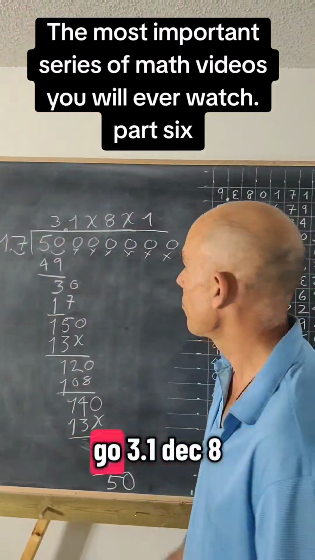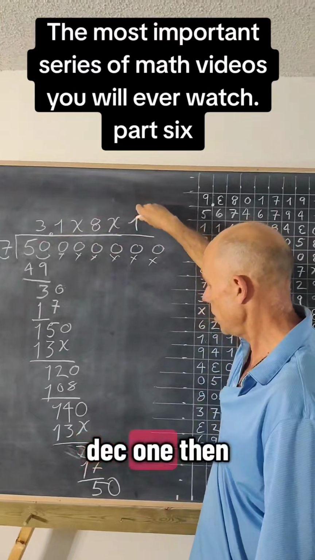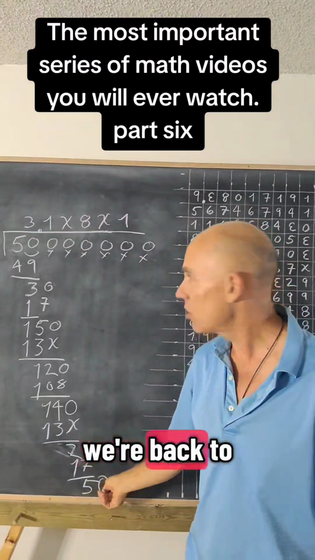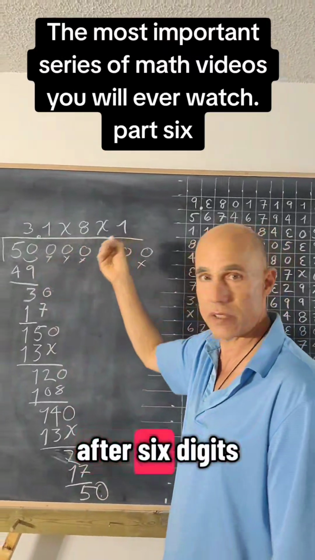All right, there you go. 3.1 dec 8 dec 1. Then we're back to a 5-0 again. So it repeats after 6 digits.